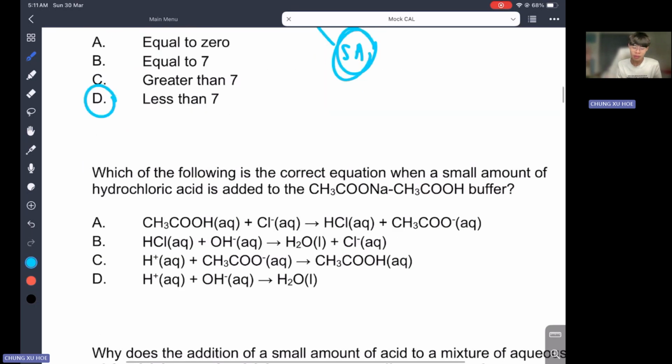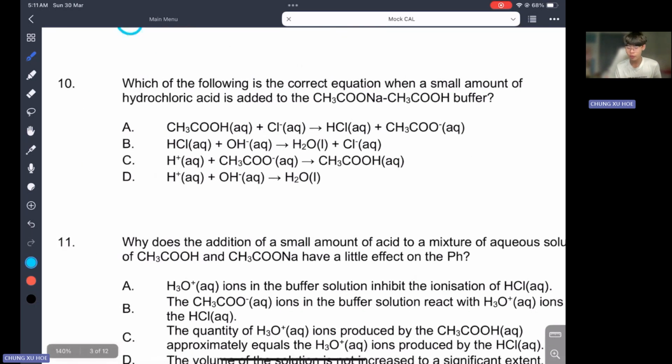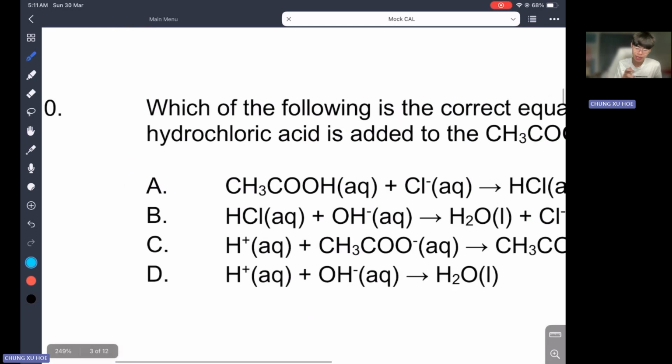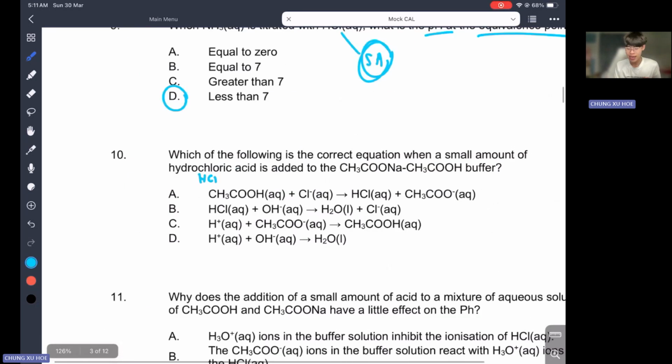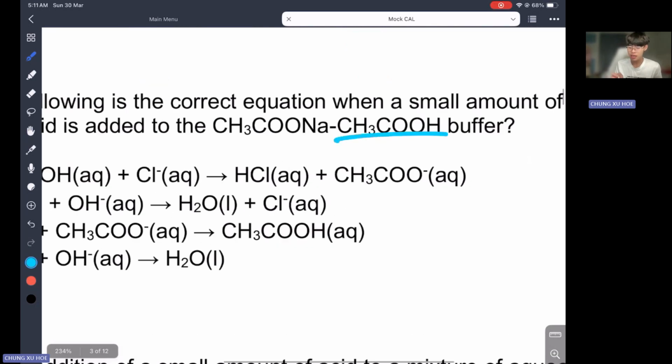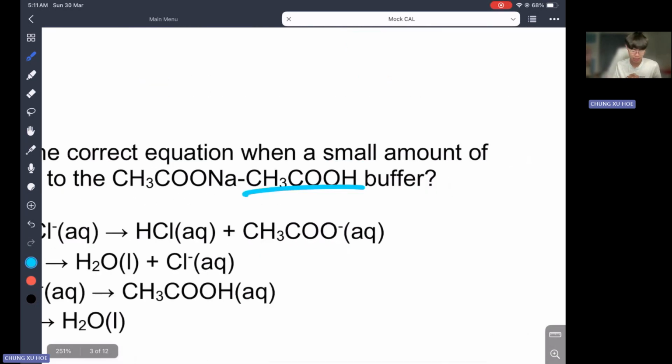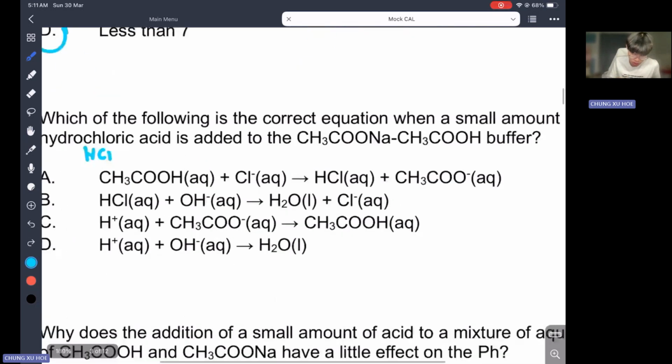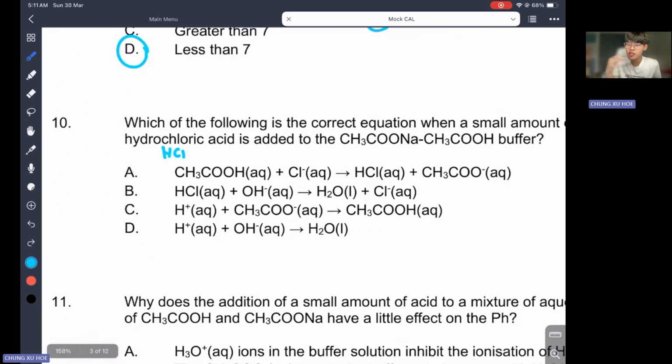Nothing much. Next, which of the following is the correct equation when a small amount of hydrochloric acid, HCl, is added to the CH3COO minus and CH3COOH buffer? So this buffer, as you can see, is ethanoic acid, a weak acid. Okay, so let's see which equation makes sense. Let's try to guess the answer.